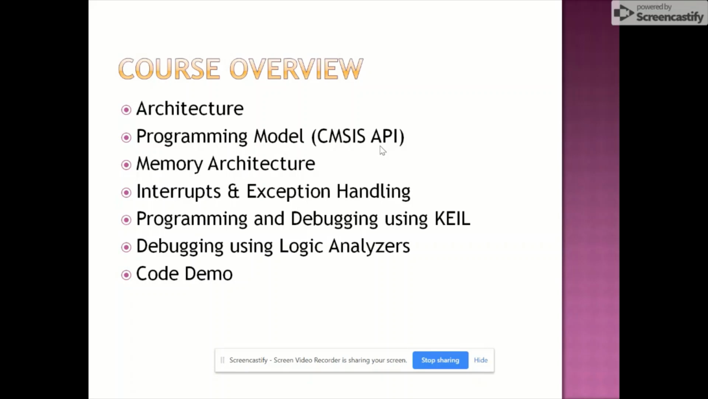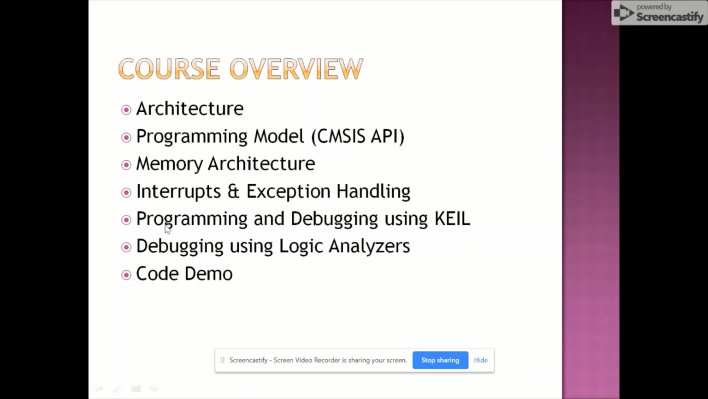The next topic is about memory architecture. You will be able to understand the memory model of the processor, different memory interfaces and bus access, and also how to use the bit-addressable memory region. And the next topic is about interrupt and exception handling. It covers handling system exceptions and external interrupts.